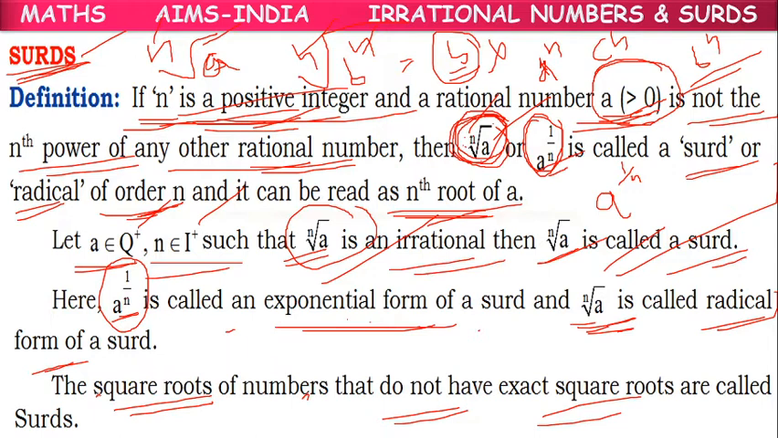So what is a surd here, children? A surd is a special kind of irrational number. So actually what are surds? All the square root numbers which do not have exact square roots are called surds.